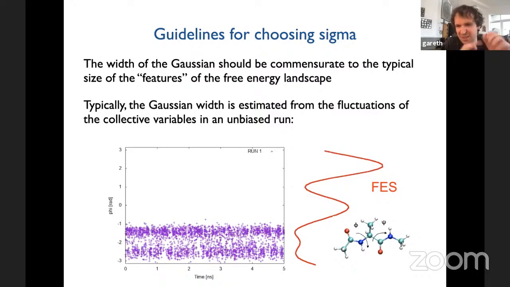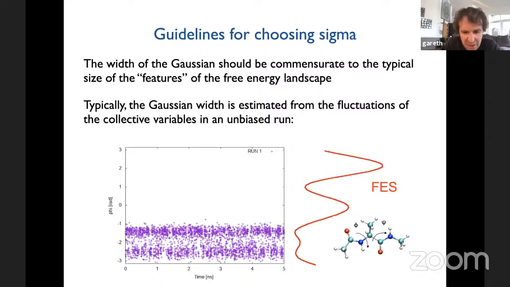The bias factor we can set to between 5 and 10. So the only other parameters we need to choose are the sigma parameters, which are the widths. The way that we set these in general is that you want to set them so that they're comparable to the widths of the features in the free energy landscape. So you run an unbiased simulation, you look at how much the system is fluctuating when it's unbiased, and you set the Gaussian width equal to the size of that fluctuation, so the size of the feature in the energy landscape.